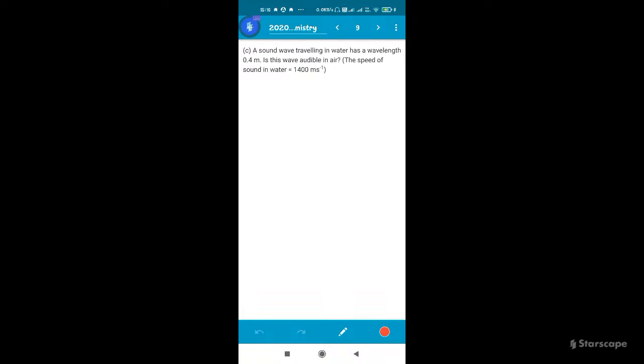A sound wave traveling in water has a wavelength of 0.4 meter. Is this wave audible in air? Let us check. Let us find out the frequency, because you know that for a sound to be audible, it has to be between 20 to 20,000 hertz. So let us check whether the frequency of our wave falls under this category. Your wavelength is given as 0.4 meter and speed is given as 1400 meter per second.